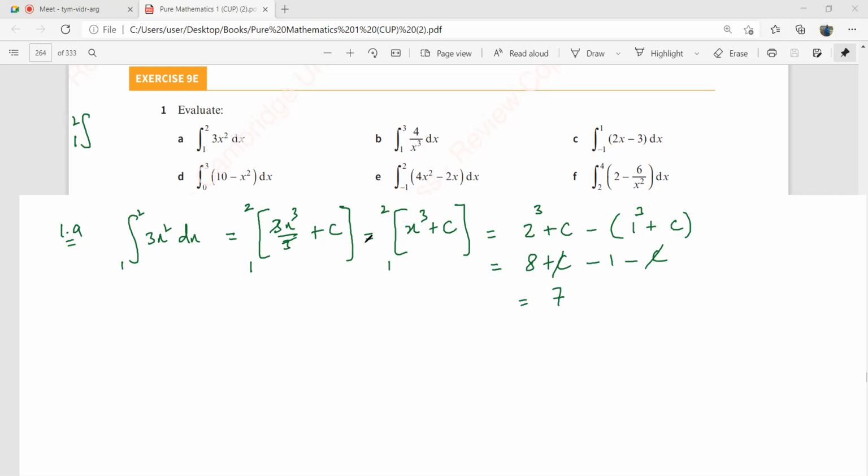The first reason is that you are dealing with definite integrals. Secondly, this is going to be cancelled out. So this is your 7 over here. From now onwards, I will not be writing this plus c.